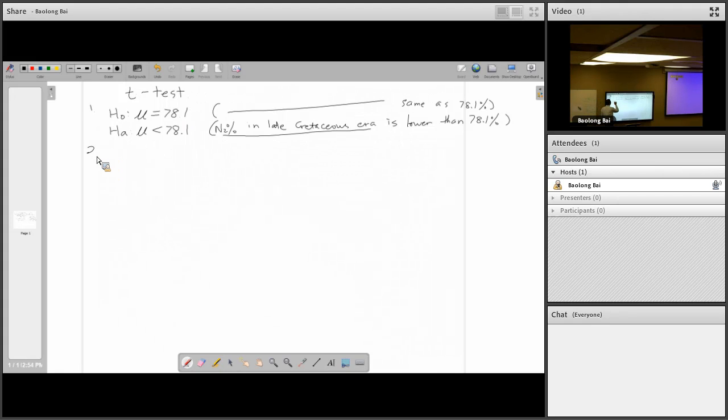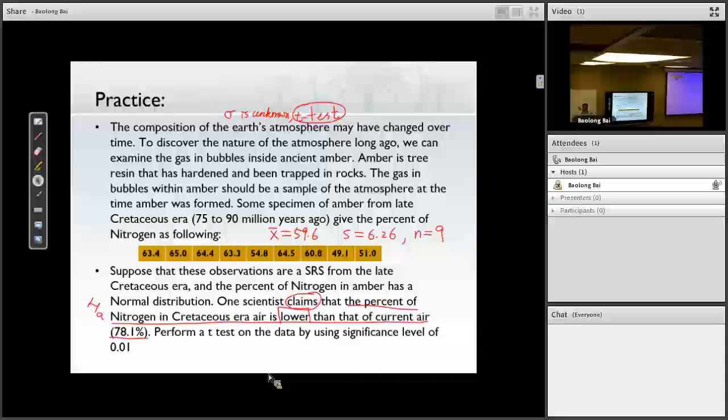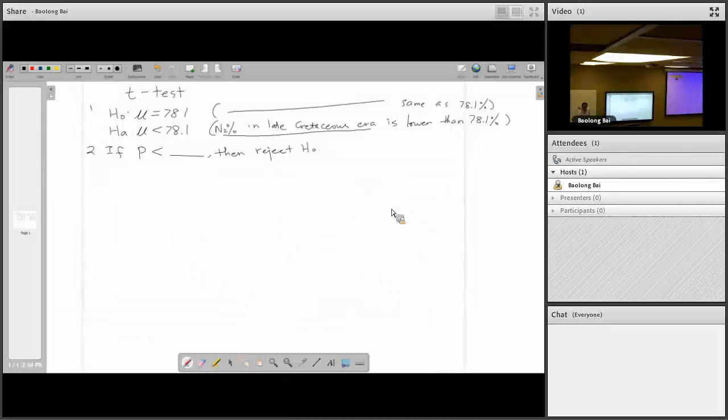Second step, state the rejection rule. So if P is less than alpha, then reject the null. So the only thing you need to change is what alpha value do we use here? Type 1 error rate, right? So go back to the question. Are we given an alpha value? Obviously, we are given 0.01 as the significance level, right? That's what alpha represents. So here we need to have 0.01. So that's step 2. Step 2 is done.